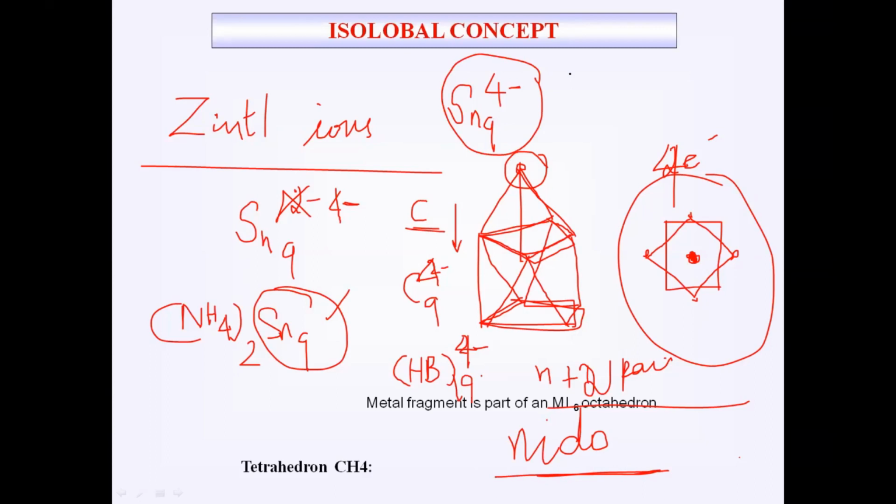Okay, a similar kind of structure has been observed for, this is actually germanium 9 2 minus. I am sure about it. Germanium 9 2 minus, which is actually a closo structure.